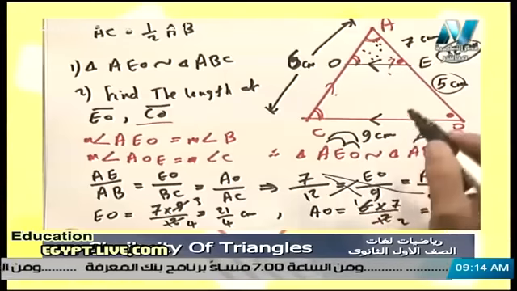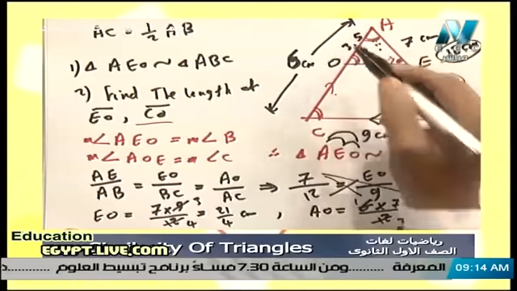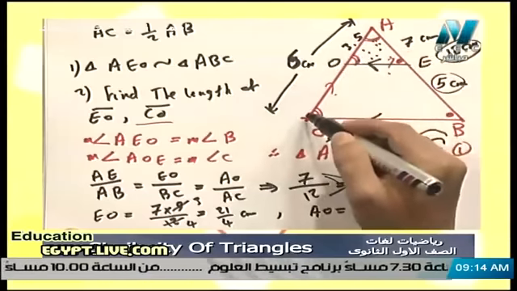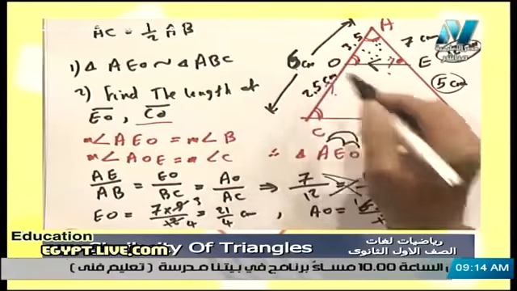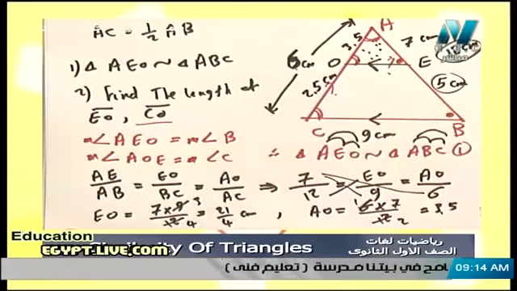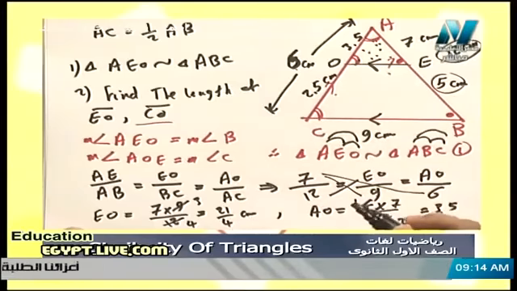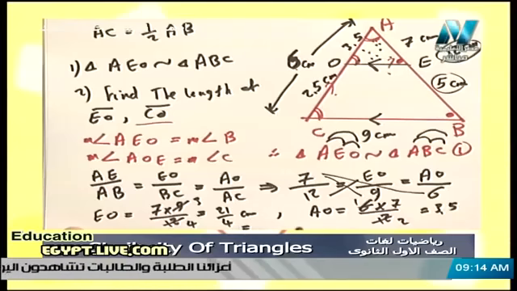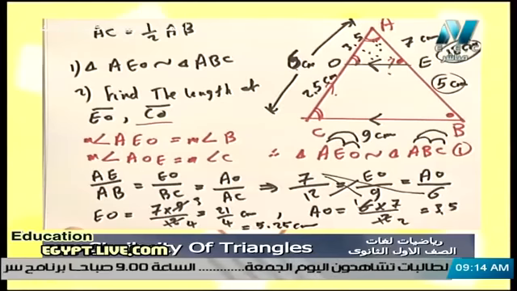So AO equals 3.5 here, and OC, of course, equals the rest of 6, which is 2.5 centimeter. And OE equals 21 over 4, approximately equals 5.25 centimeter.